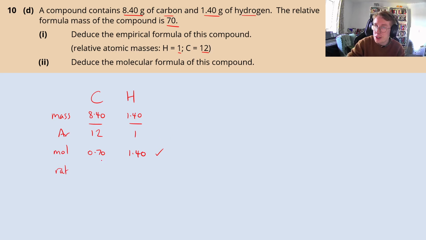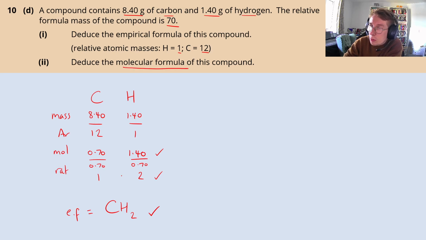Find the ratio, divide both of these by the smaller number, which in this case is 0.70. And that gives us a 1:2 ratio, which means that the empirical formula is equal to CH2. Now that would be worth 3 marks. But now we need to deduce the molecular formula of this compound, and we know the empirical formula is CH2, and we know the relative formula mass is 70.